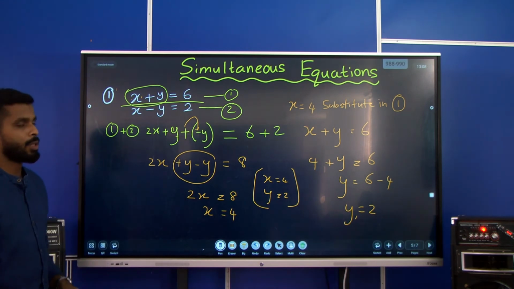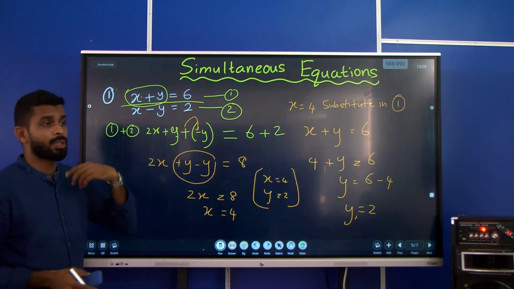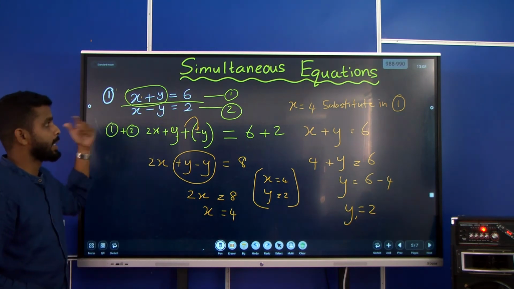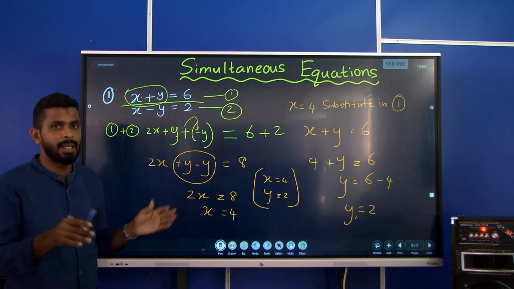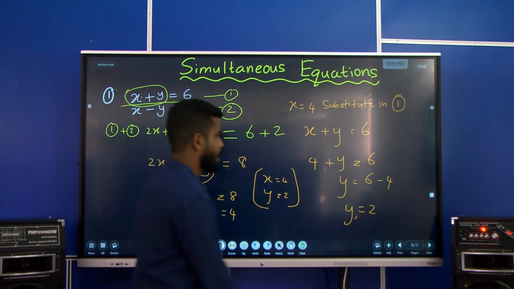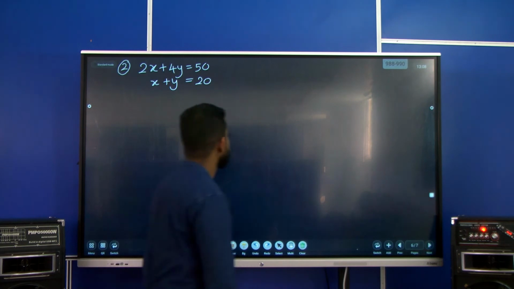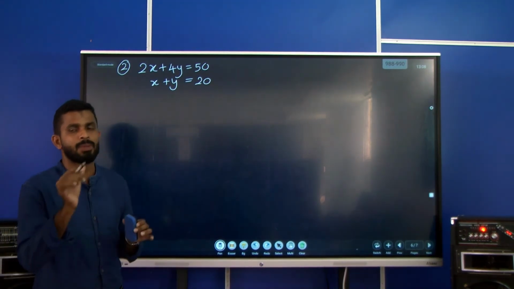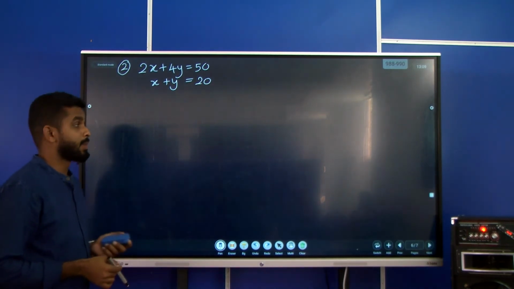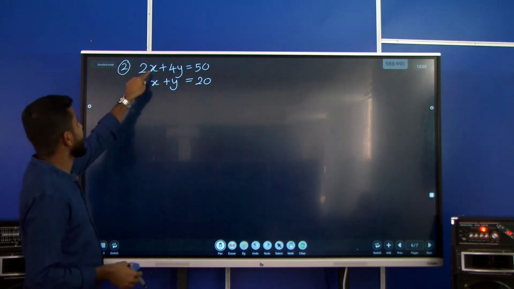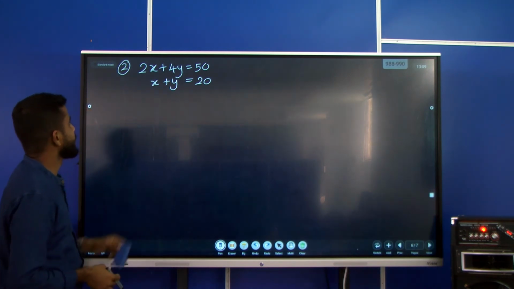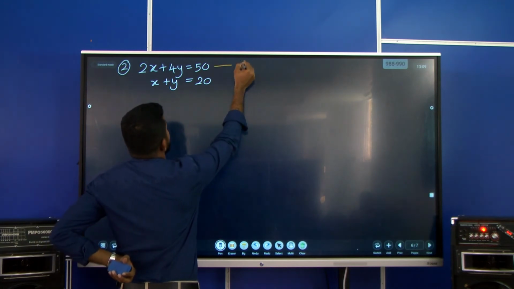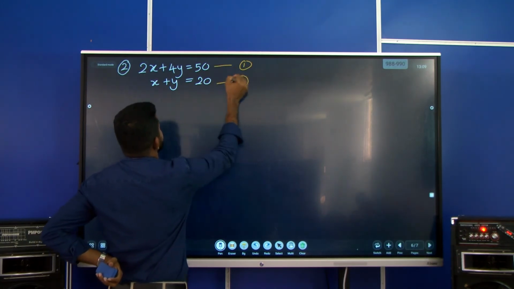So we don't have to worry even if they give 2 unknown terms or 3 unknown terms. If they give another equation simultaneously, we can subtract or add and find the conclusion. This is another type of question, almost similar but a little different. We'll be doing this one as well. Now see here, 2x plus 4y is equal to 50, x plus y is equal to 20. These are our two equations, equation number 1 and equation number 2.